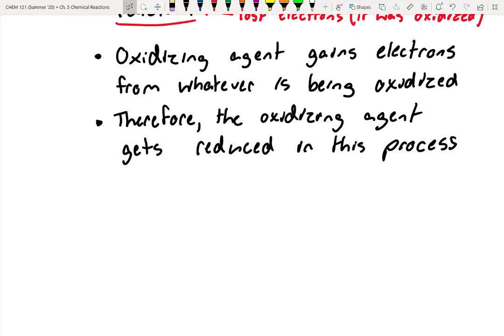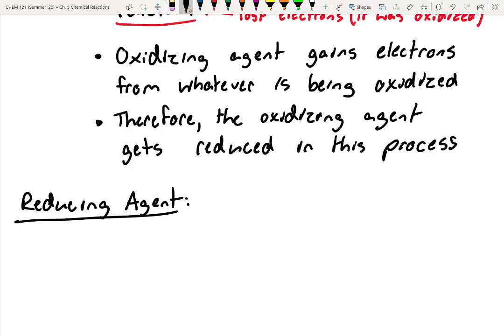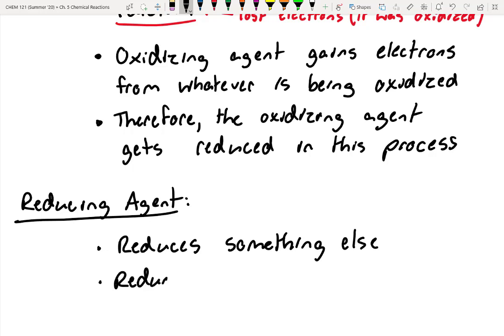All right, we could do the same thing with the reducing agent. And a reducing agent, like I said, is going to get oxidized in the process. So we'll just say it reduces something else. And the reducing agent gets oxidized in this process.